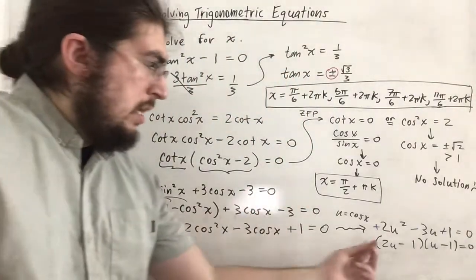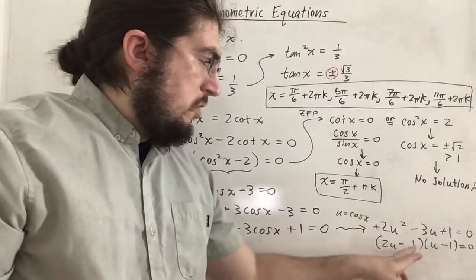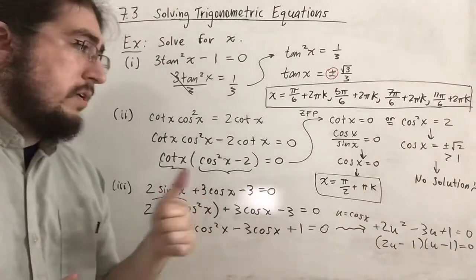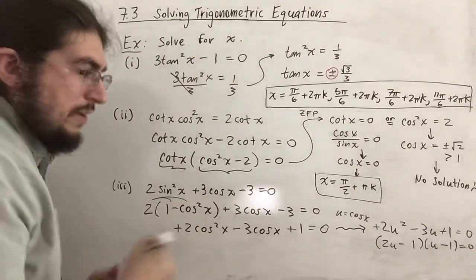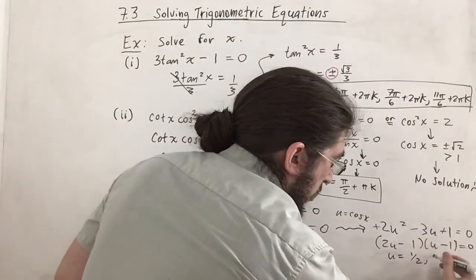They're both minus. Let's see, we get 2u times u is 2u squared. 2u times negative 1 is negative 2u. That's negative u, they combine to negative 3u, and negative 1 times negative 1 is positive 1. Good. I'm talking kind of fast, sorry. So we end up getting that u is equal to 1/2 or 1.